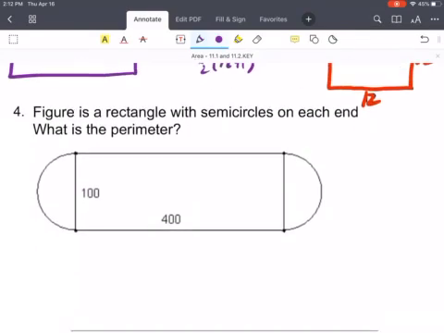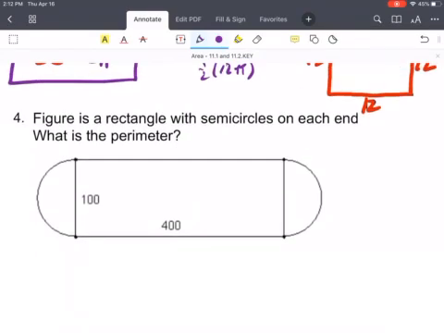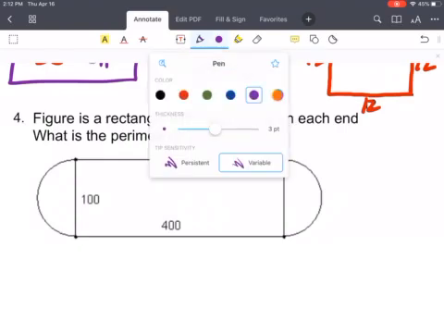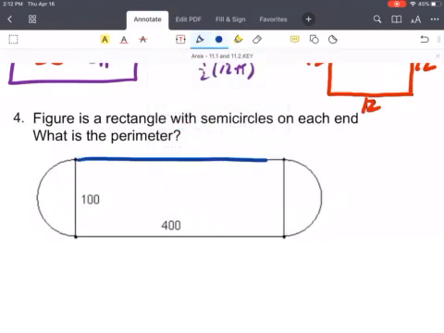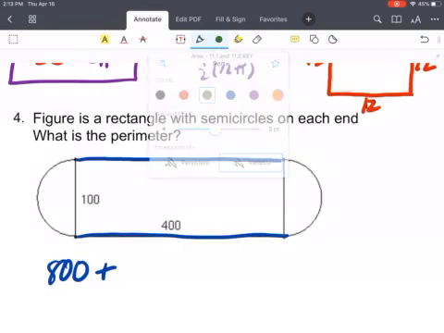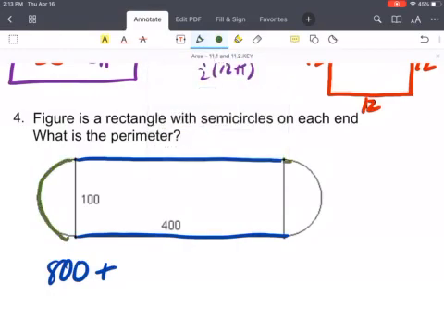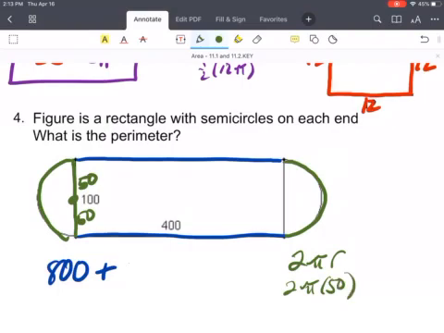This one is a rectangle with semicircles on each end. So I'll take care of my straightaways first. I have 400 on the top and 400 on the bottom. So I have a total of 800. On either end, I have a half circle and a half circle. Those half circles form a whole circle because they're the same size. So it's going to be plus 2 pi r with a radius of 50. So I get 100 pi.